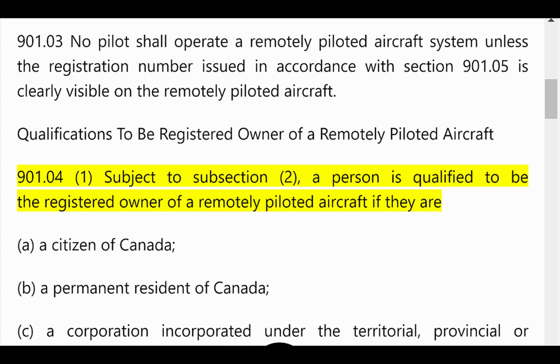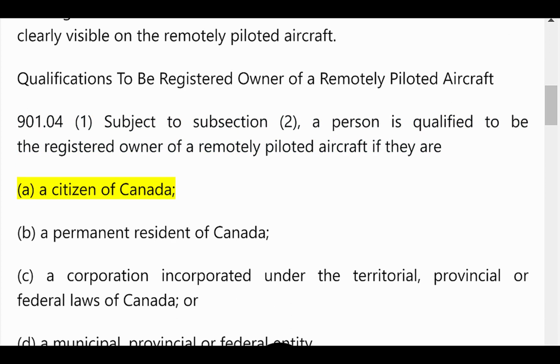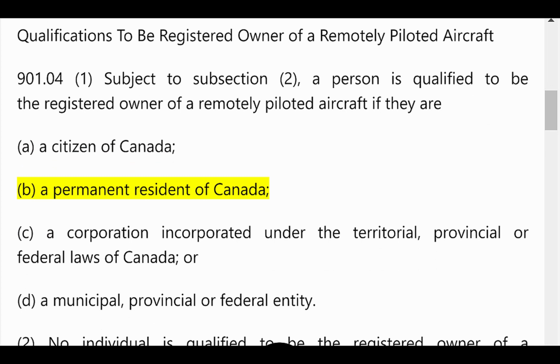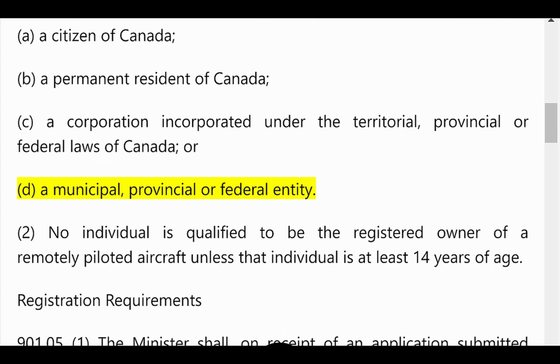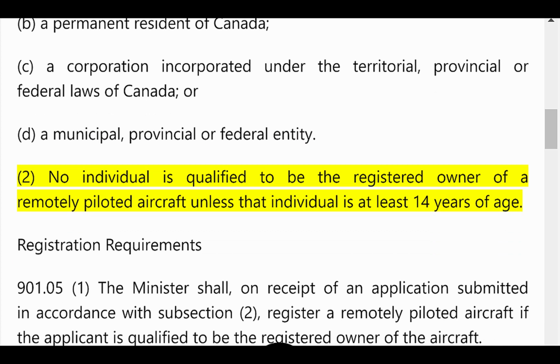901.04 (1) Subject to subsection 2, a person is qualified to be the registered owner of a remotely piloted aircraft if they are (a) a citizen of Canada, (b) a permanent resident of Canada, (c) a corporation incorporated under the territorial, provincial or federal laws of Canada, or (d) a municipal, provincial or federal entity. (2) No individual is qualified to be the registered owner of a remotely piloted aircraft unless that individual is at least 14 years of age.